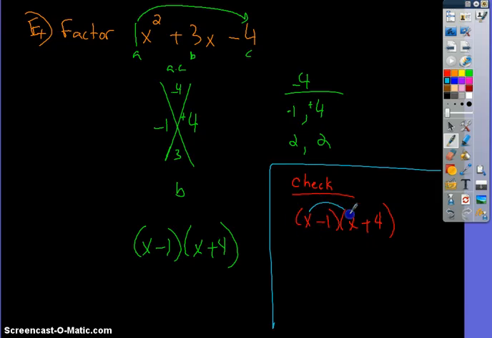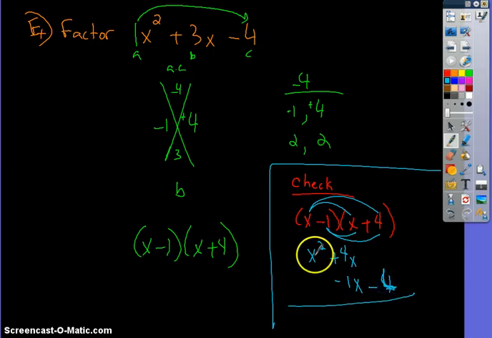So here we're checking it. X times x gives you x squared. X times positive 4 gives you a positive 4x. -1 times x is a -1x. -1 times positive 4 is a -4. When you add those, you get x squared, 4x plus -1x is a positive 3x, and then -4. So voila, it gives me exactly what we started with, meaning the product of these two gives me this trinomial. Hence, we factored it. We figured out what multiplies together to be this trinomial, which was x subtract 1 and x plus 4.